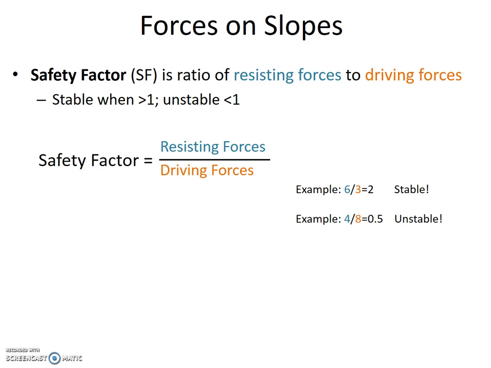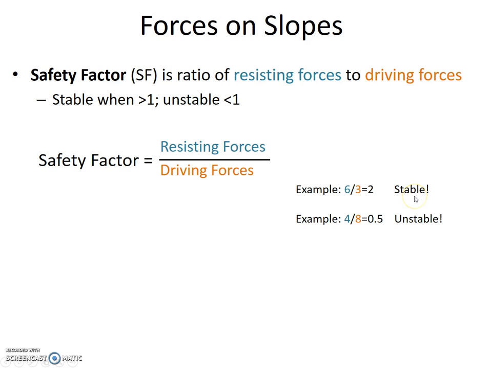If you don't believe me, assign a number to resisting forces. Got it? Mine is 6. Now, assign a lower number to driving forces. Got that? Mine is 3. Now put resisting forces in the numerator and driving forces in the denominator. My ratio looks like 6 divided by 3, which is a safety factor of 2.